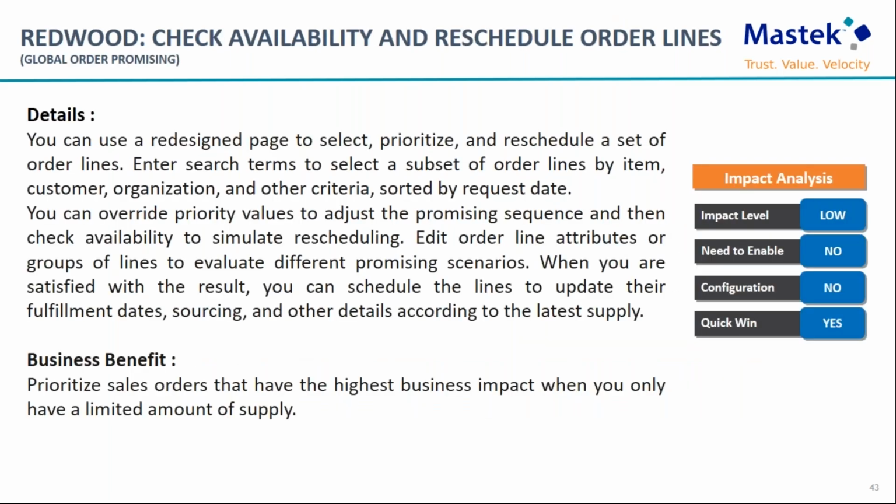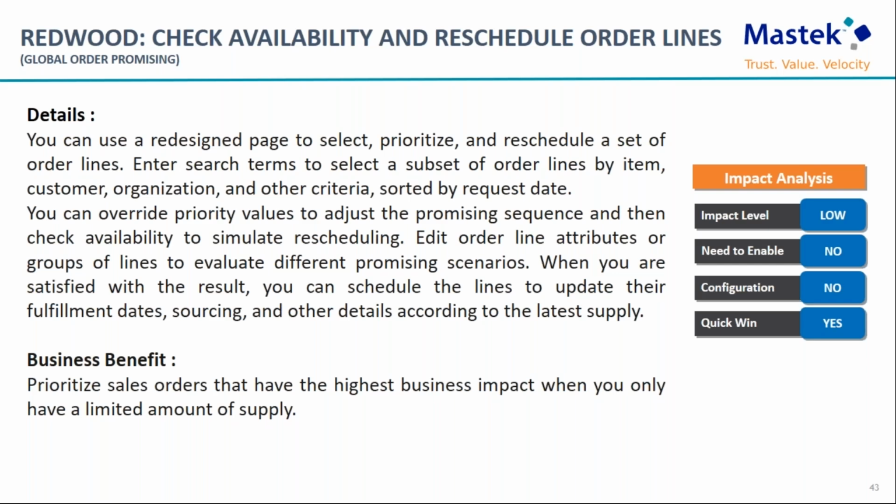The next feature is check availability and reschedule order line. This is a feature for global order promising and it is a Redwood feature. We can use this feature as a redesign page to select, prioritize, or reschedule a set of order lines. We can enter search items or terms to select a subset of order lines by item, customer, organization, and other criteria sorted by request date.